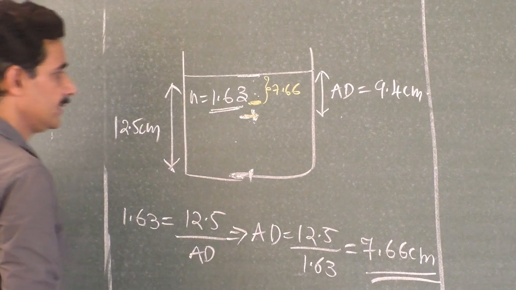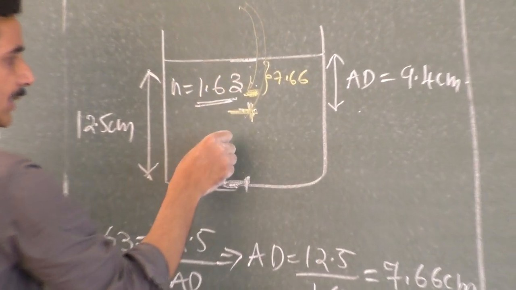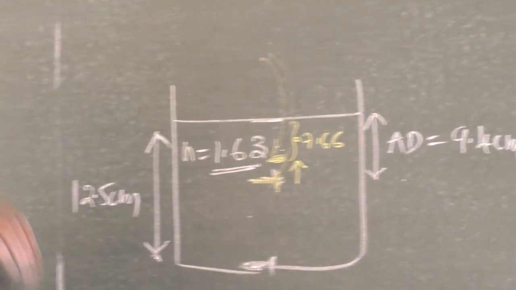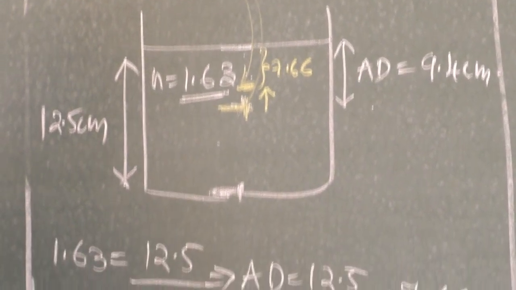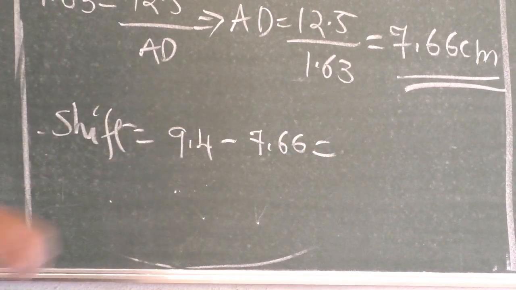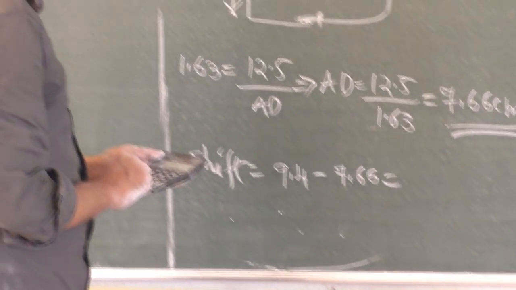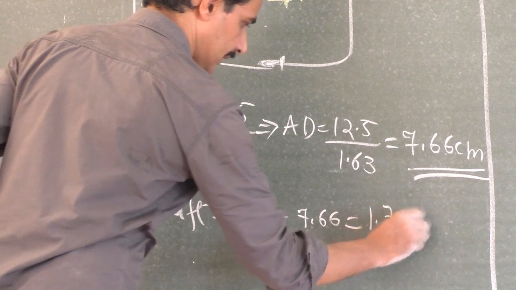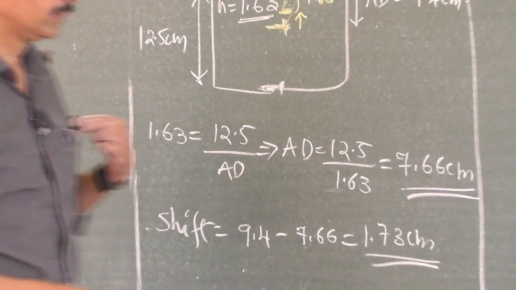So here 7.66. That means already our microscope has been focused here. Now it has to be refocused here because the liquid is different, shift is different, apparent depth is different. By how much the microscope has to be lifted? That is this difference, this one minus this one. So the shift in the microscope required is the original apparent depth, 9.4, minus 7.66. That is equal to 1.73 almost. 1.73 centimeters. By this much it has to be shifted up. Very easy problem. Okay. We will move on to the next problem.